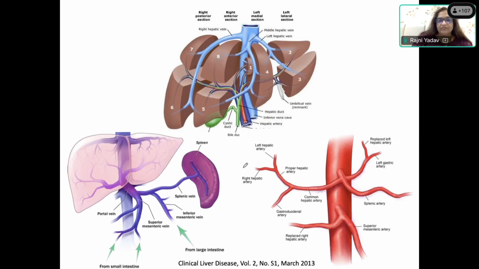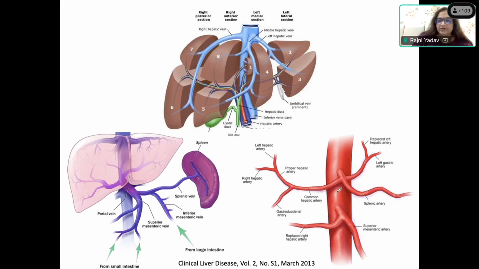If we see the inflow of the blood, the liver is an organ which has a dual blood supply. 80% of the blood supply is from the portal vein, whereas 20% is from the common hepatic artery. Now, how does this portal vein form? The splenic vein and the superior mesenteric vein, which is coming from the intestine, combine to form the portal vein.